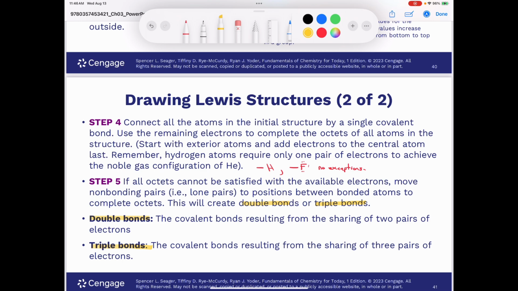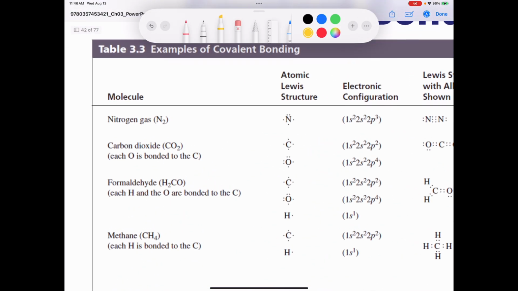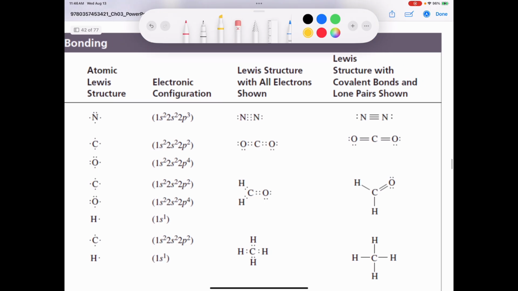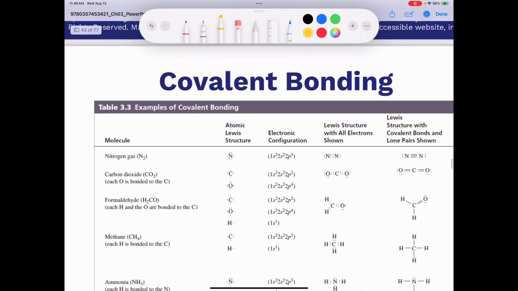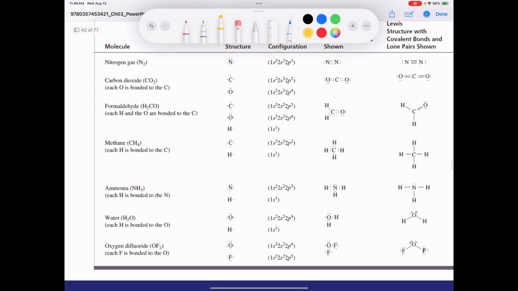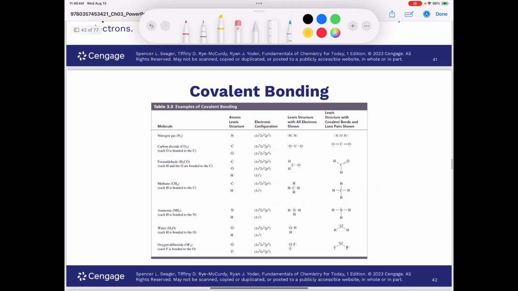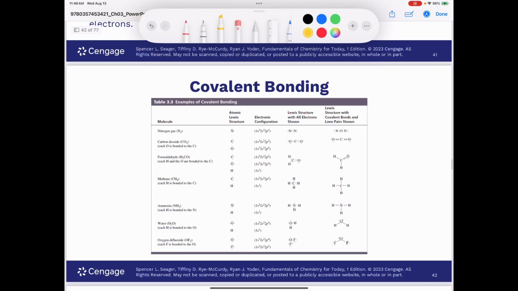And if you have a triple bond, it's 3 shared electrons. All right, here's some examples of covalent bonding. This is pretty small here, so you're gonna have to bear with me as I zoom in. But we have nitrogen gas, and you can see the Lewis dot structure of it over here. They gave you the Lewis dot structure of CO2, of formaldehyde, of methane, of ammonia, water, and oxygen difluoride, okay? There's quite a bit of information on here, but I'd rather get into practicing drawing some covalently bound molecules.